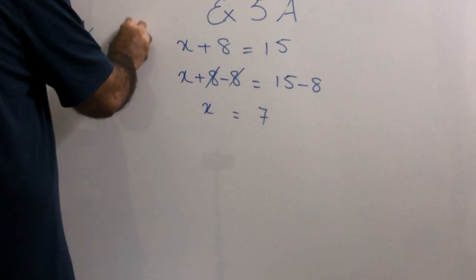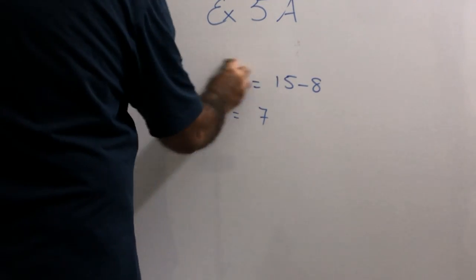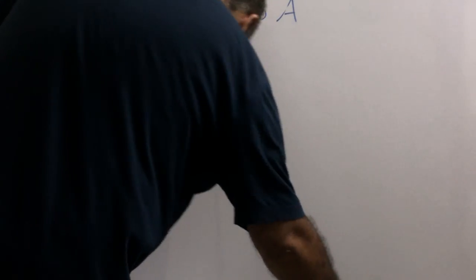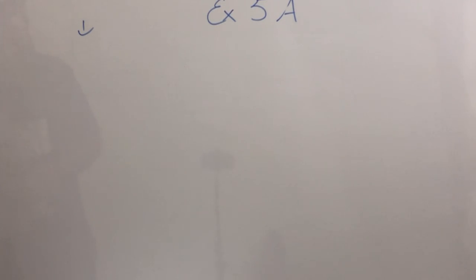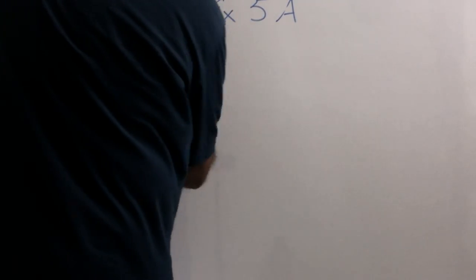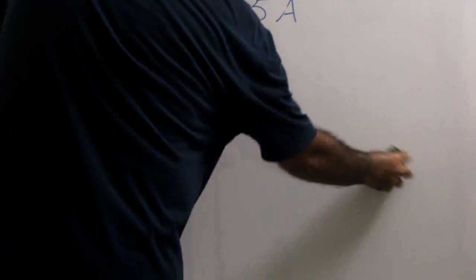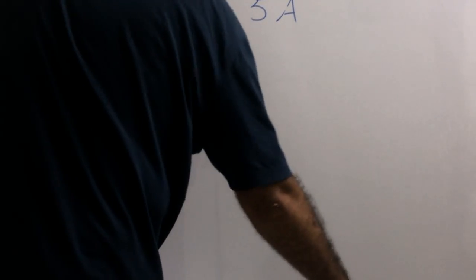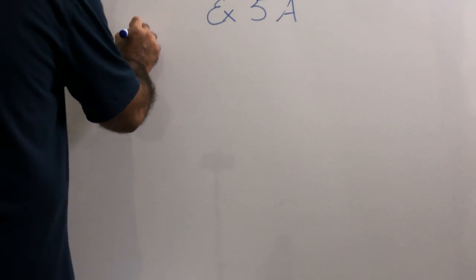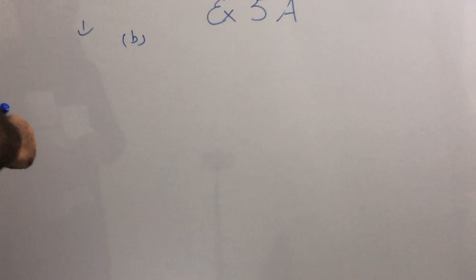So this was part A, a very simple question. And remember that in the whole exercise 5a, there are many questions. All the questions are the same, in that we are looking for the value of variables x or y or whatever is in the equation. So almost all the questions are similar in nature.